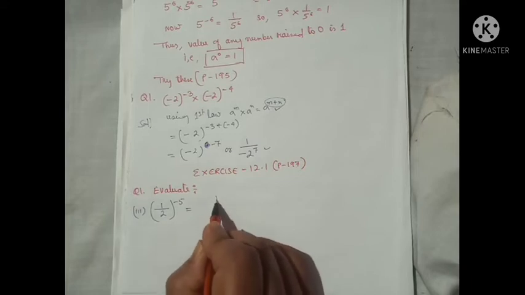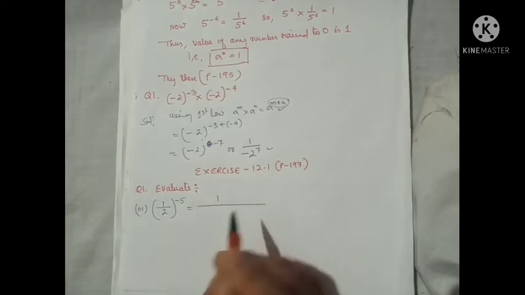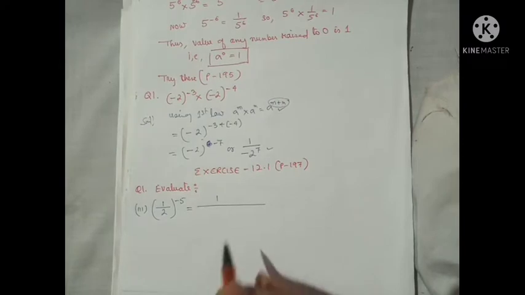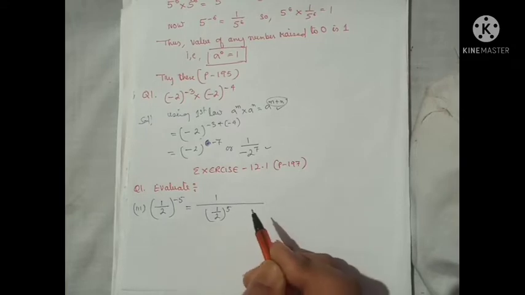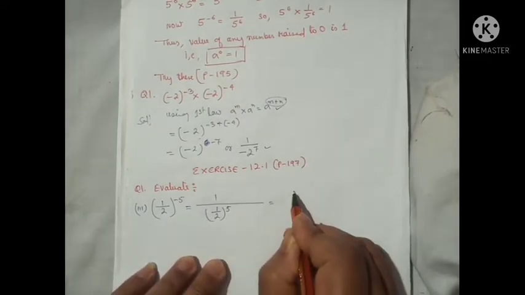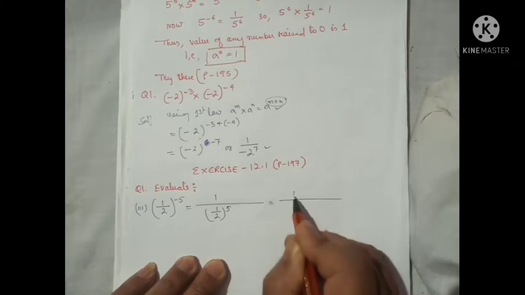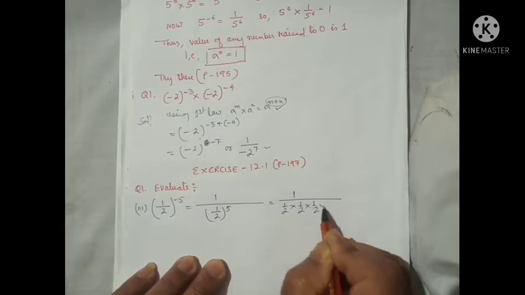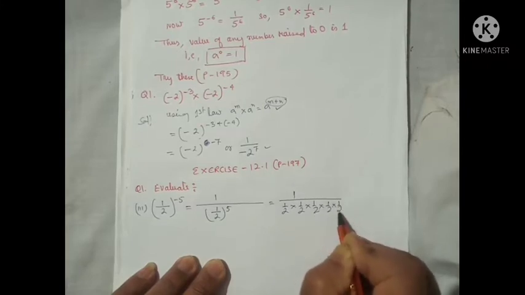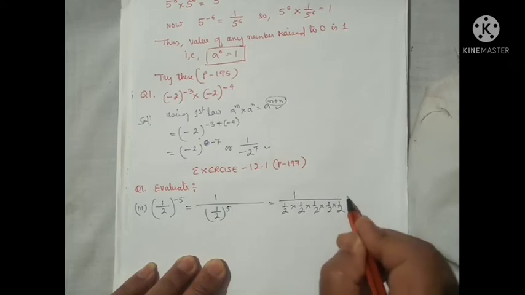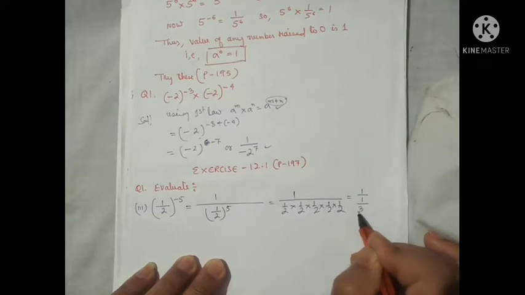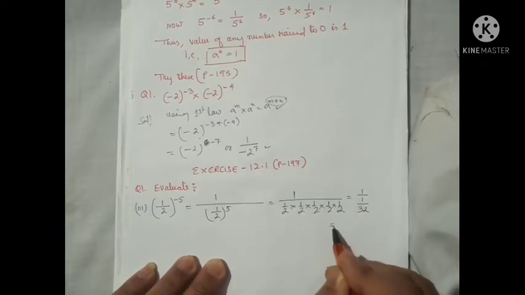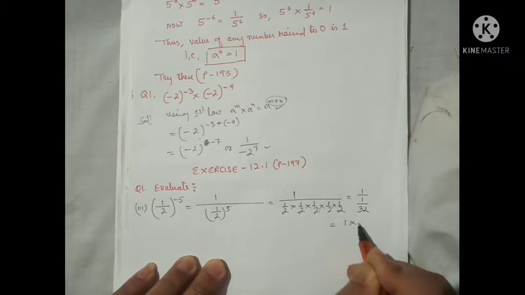Now let's see here, 1 divided by 1 to the power 5, right? Then here comes 1 by how much? 1 by half into half into half into half, how many times? 5 times. Then what will be the answer? The answer will be 1 by 32.